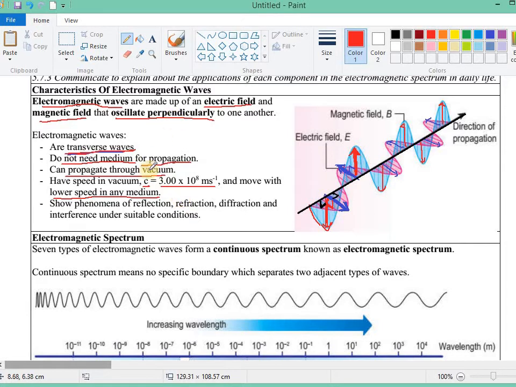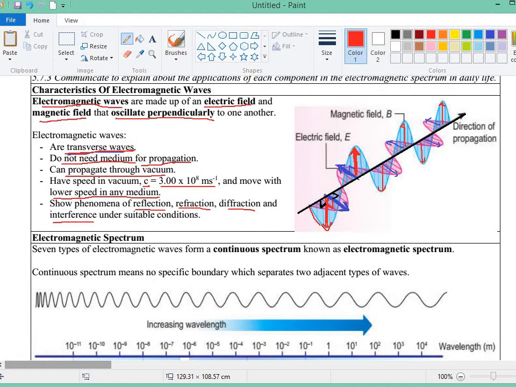Next, it shows phenomena of reflection, refraction, diffraction, and interference under suitable condition. Electromagnetic wave is a wave, so of course it can act like a wave. All waves, no matter what kind of wave, whether sound wave, water wave, or electromagnetic wave, can show the phenomena of reflection, refraction, diffraction, and interference. All waves have wave phenomena.